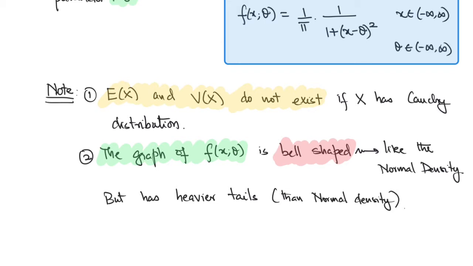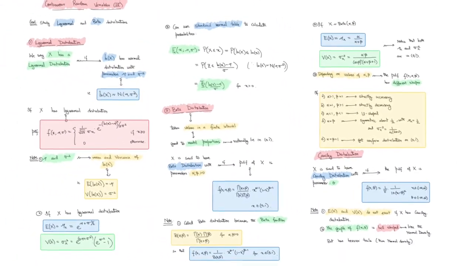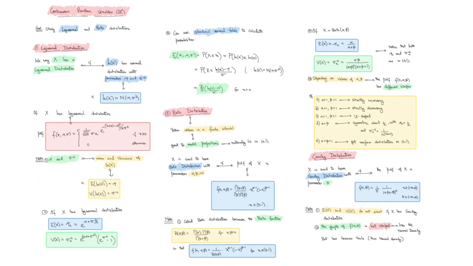The Cauchy distribution is related to what is known as the student's t distribution, which plays a very important role in statistical inference. To summarize this video, we have spoken about the log normal distribution with parameters mu and sigma squared, the beta distribution with parameters alpha and beta, and the Cauchy distribution with parameter theta.